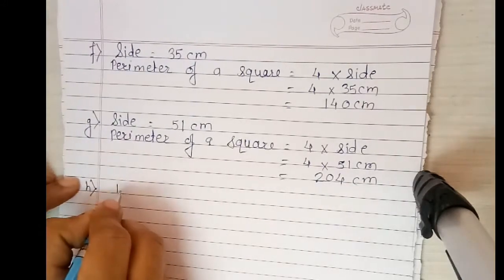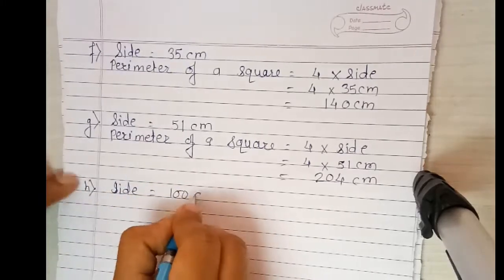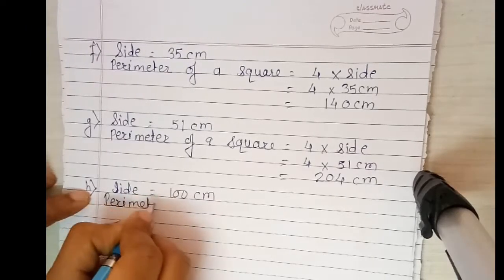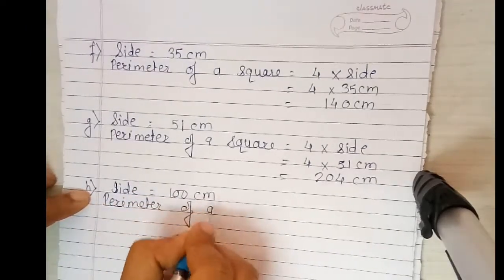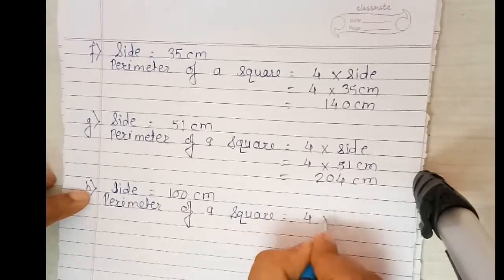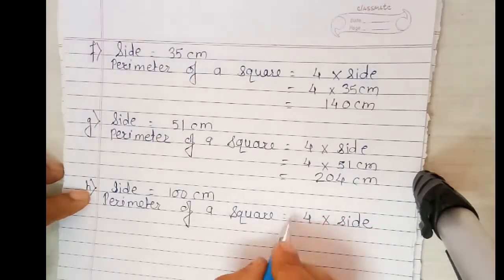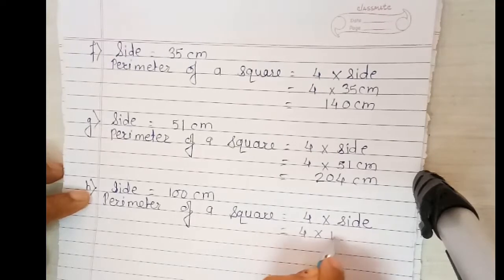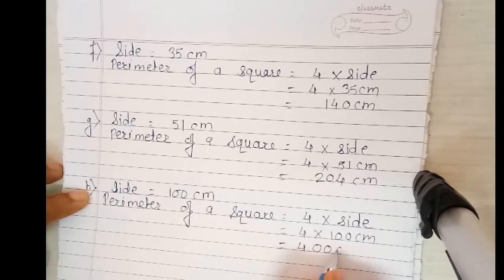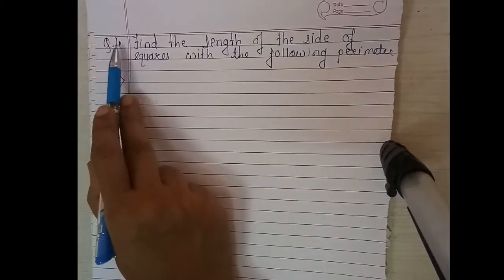Now let's see another example where one side of a square is 100 cm. Now let's find the perimeter of the square. So 4 multiplied by side. As we know, a square has 4 equal sides. 4 multiplied by 100 cm will be 400 cm. That is the perimeter of the square.